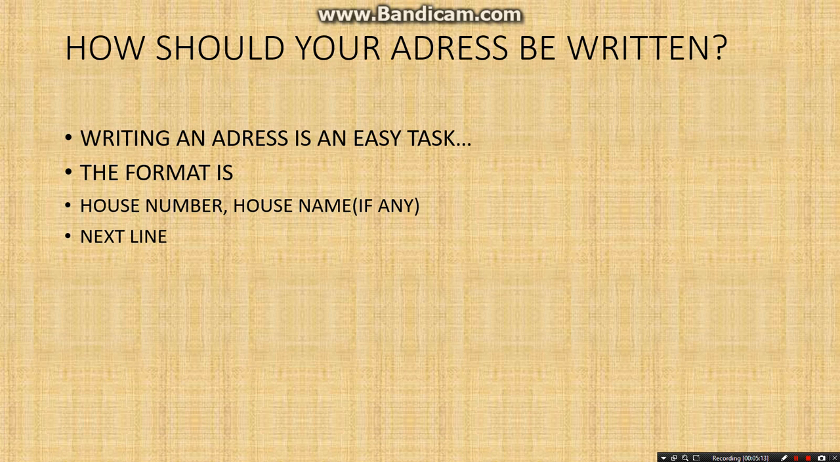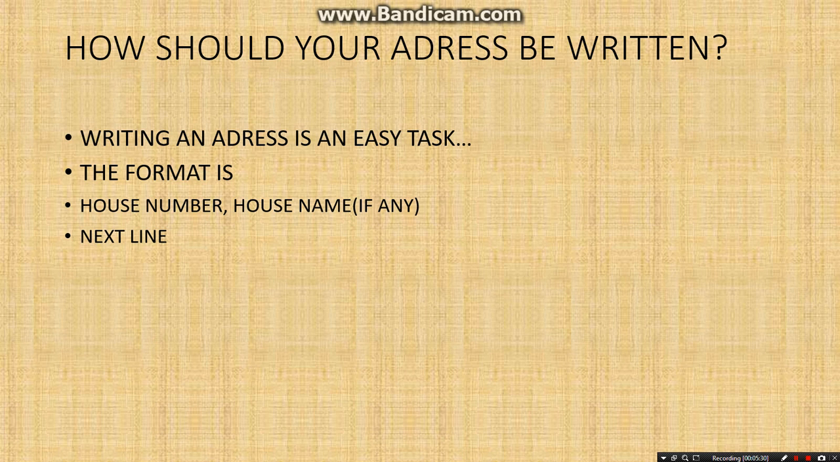If there is no name, it's not compulsory. Now in the next line, you're going to write your locality or your area, and then put a comma. The comma is specific here also. Then write your city's name. For example, I am currently in a city X.